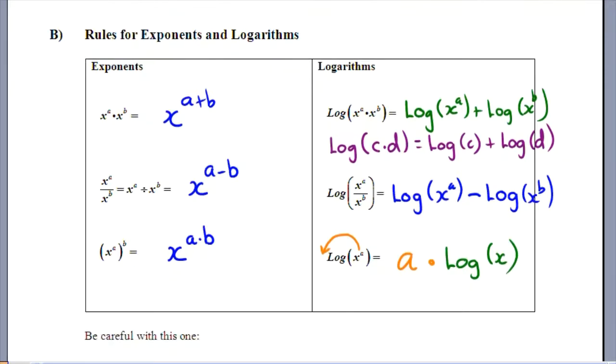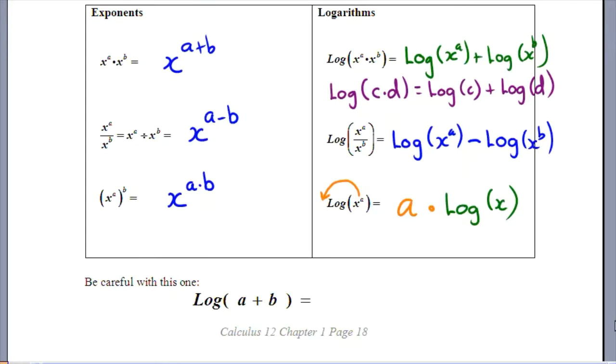One last log rule, or maybe it's not a log rule. Be careful with this one. Okay, the log of a sum. What's the log of a plus b? There is no rule for this. So don't try to create one. That's just kind of stuck at that point. But we do have rules for the logs of products and logs of quotients, but nothing for the log of a sum.